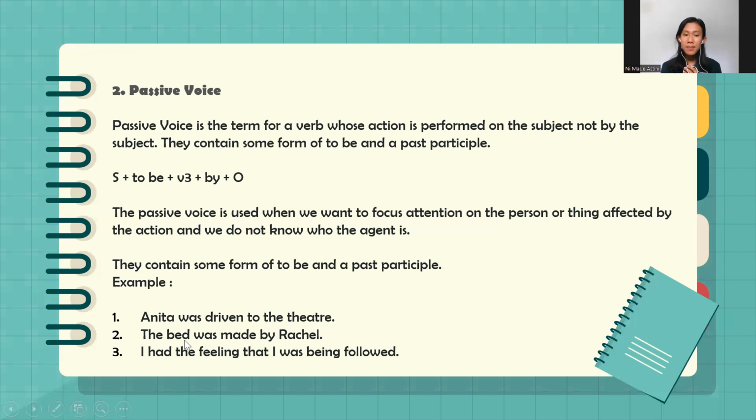The second one is "The bed was made by Russell." It's also the same. The bed acts as a subject, and then was as a to be, and then made is the verb 3, and then "by Russell." The last one, "I had the feeling that I was being followed." It's also passive voice.